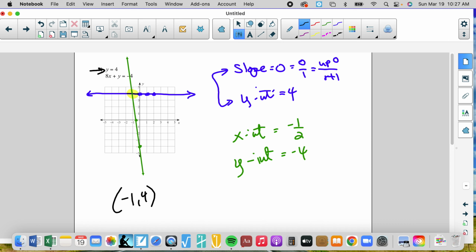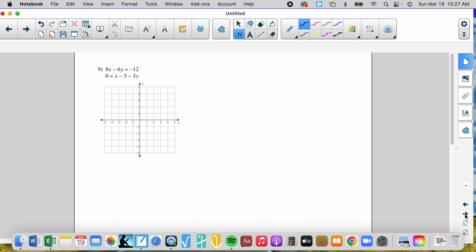And then we plug it into the other equation. We get 8 times -1 is -8. Plus 4 gives us -4. So when we checked, it still worked.